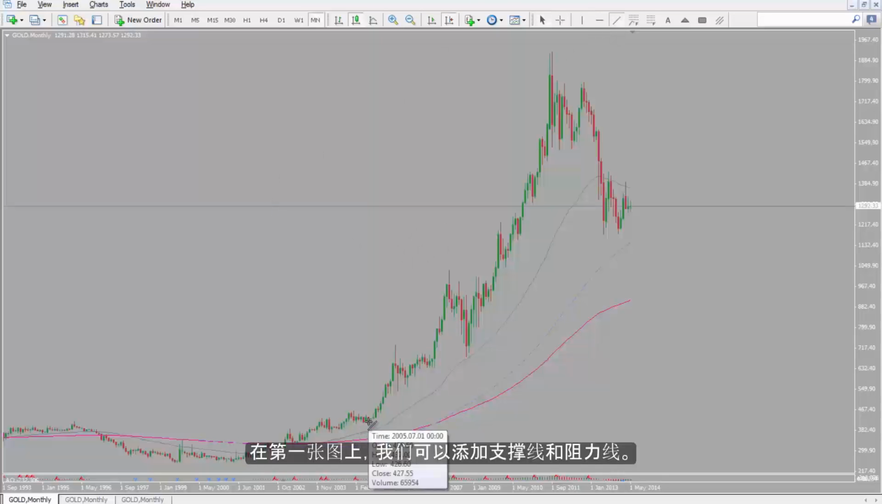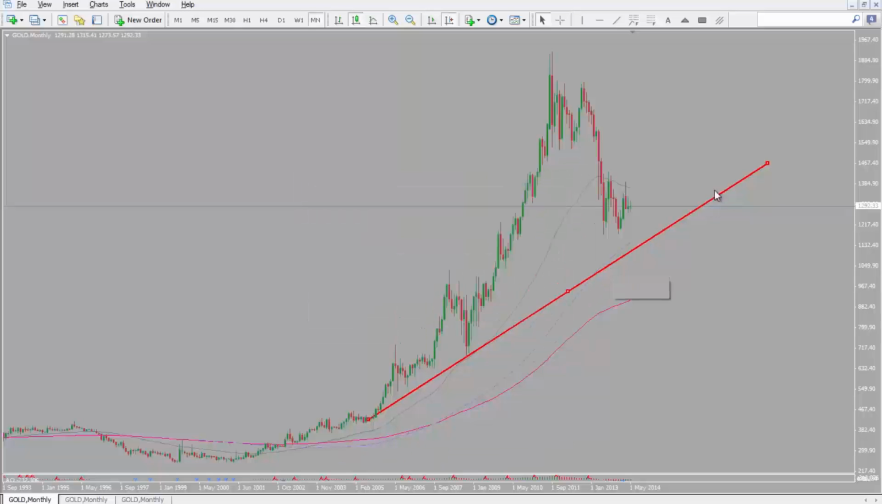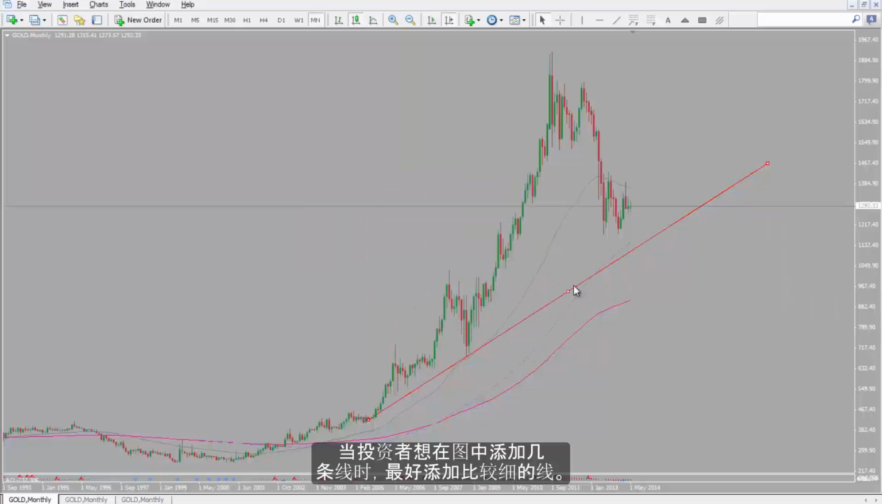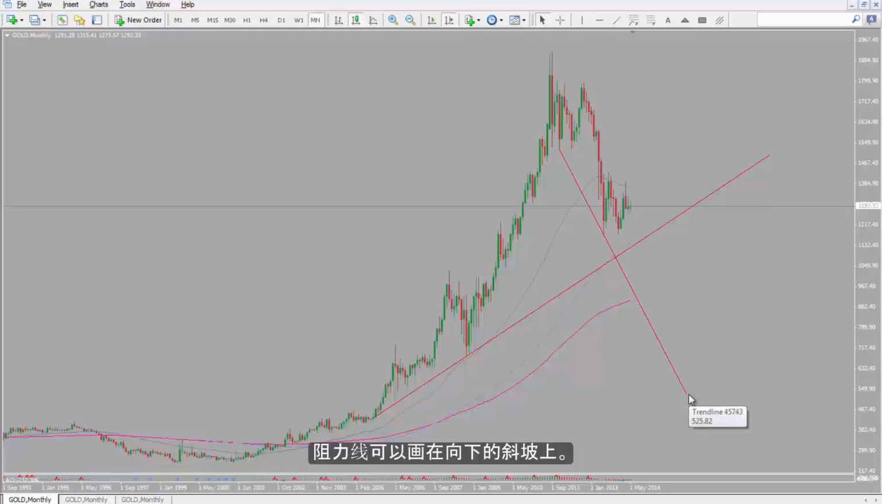On the first chart, support and resistance lines can be added. A support line can be added on this trend. A thinner line would be beneficial when a trader wants to add several lines on a chart. This support is drawn on a monthly time frame. Thus, it has a significant power on trend movement. Due to a sharp slope, there is not any other support line. A resistance line can be placed on the downward slope.